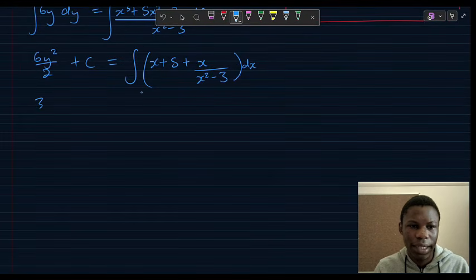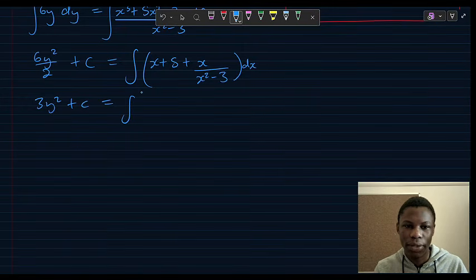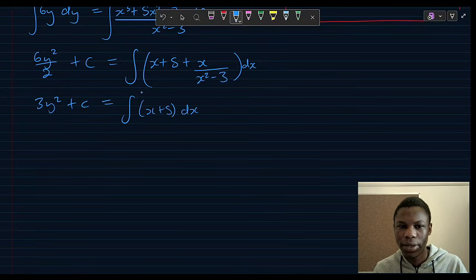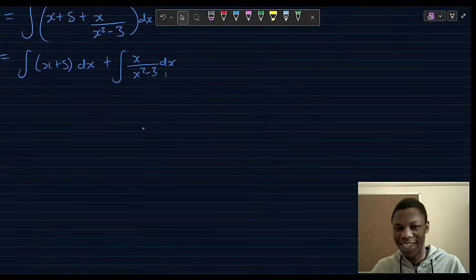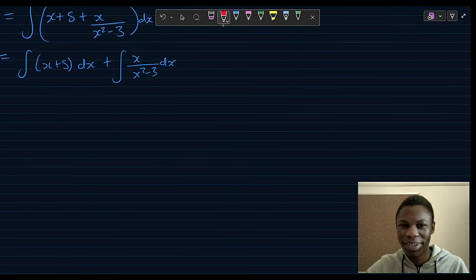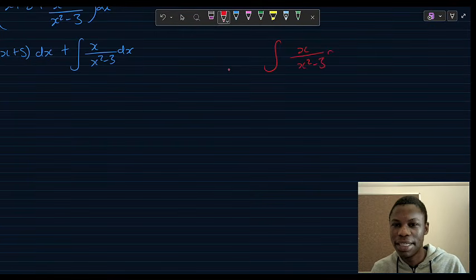So left hand side, that is 3y squared plus c. And then I want to actually separate this integral sign because I want to do this separately. We'll integrate the x plus 5 by itself, and then we're going to integrate x over x squared minus 3 dx by itself. I'm sure integrating x plus 5 should not be a challenge, I hope. What we want to focus on is integrating x over x squared minus 3 dx.